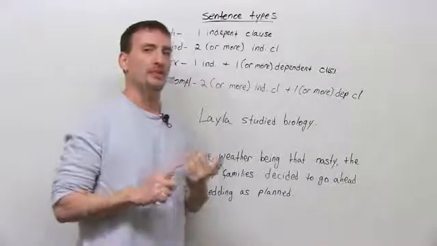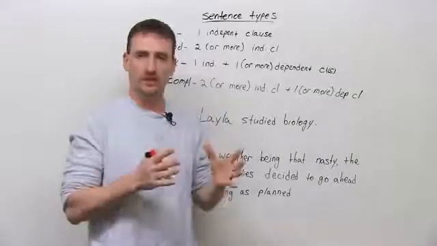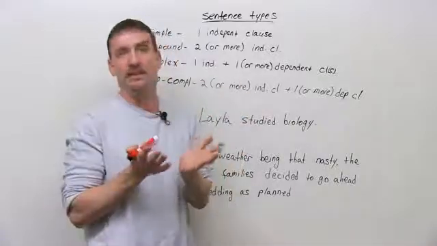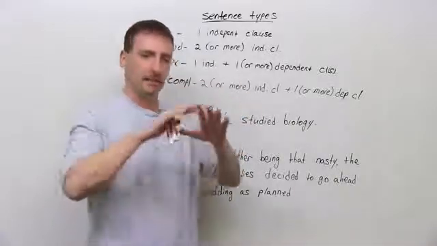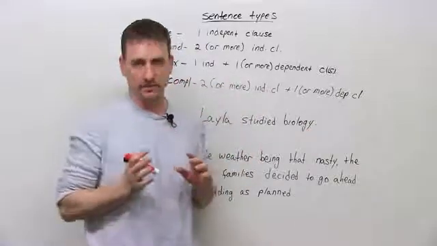A little bit of review. What is an independent clause? An independent clause has a subject and a verb and can complete an idea. It can stand by itself because the idea in that clause is complete. I don't need to add anything else to it.